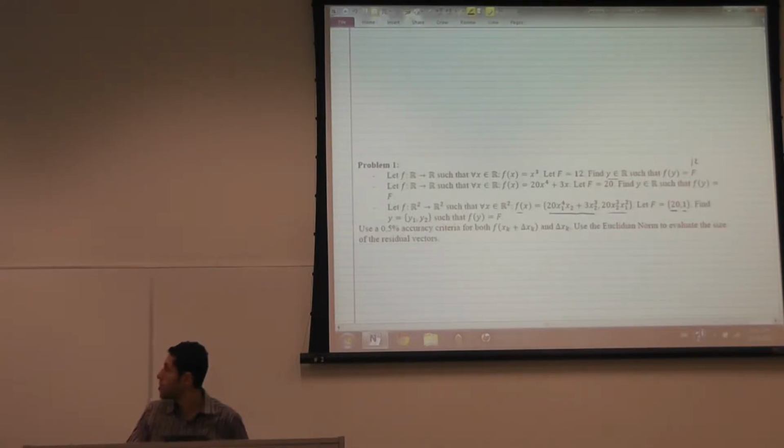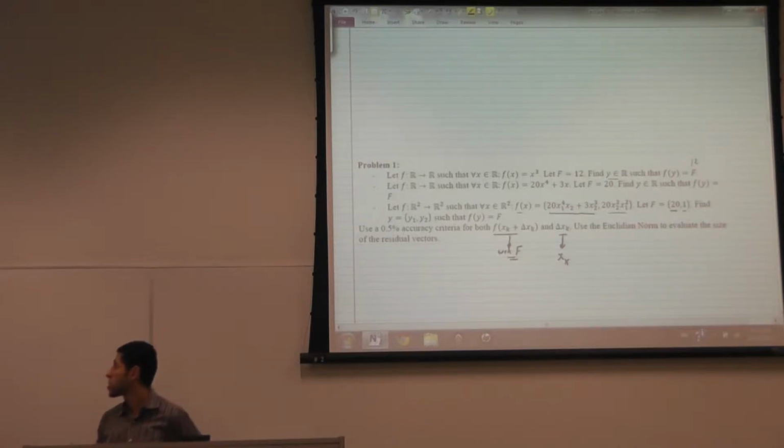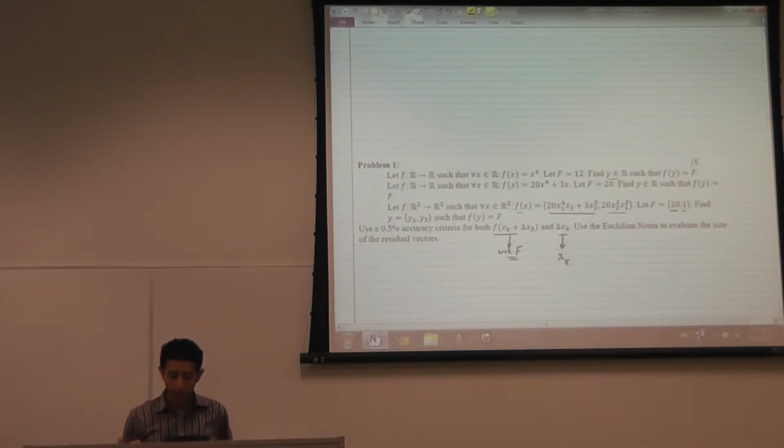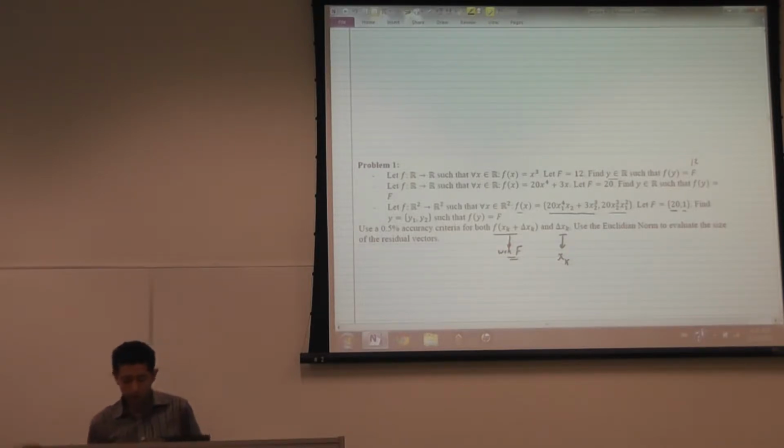And we're saying, in the problem, we're using 0.5% accuracy criteria for both. Comparing this delta xk with xk, I just want to make sure that I'm within 0.5%. Comparing f of x plus delta x with capital F, I just want to make sure that I'm within 0.5%.